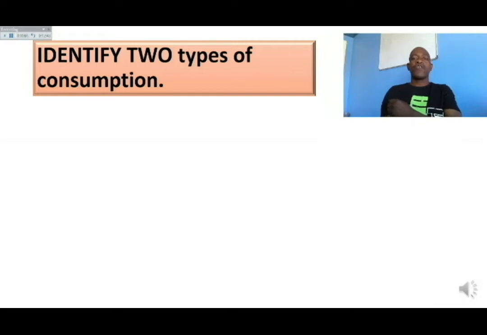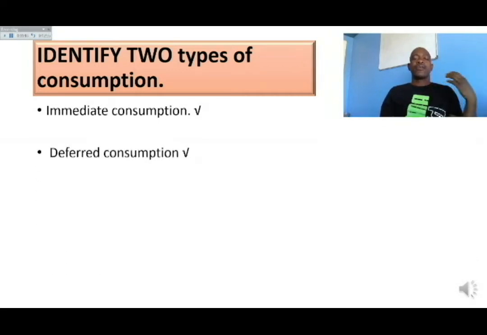Identify 2 types of consumption. Here, you just name them. Give 2 types of consumption. We have got immediate consumption. We have deferred consumption. There is no need to explain anything because you are just naming. But if it says name and explain, you have to explain what immediate consumption is. I don't want to go into detail with this topic because I already covered it in one of the videos that are on our channel. You just check if you don't understand what immediate consumption is, because the video is already there.